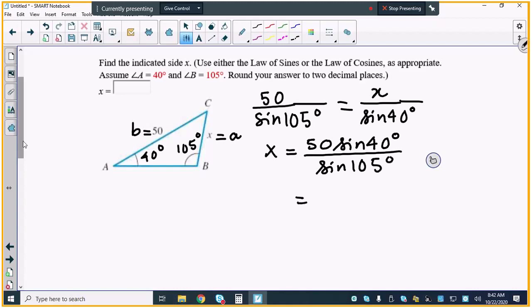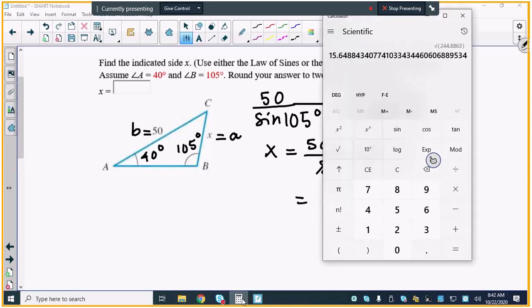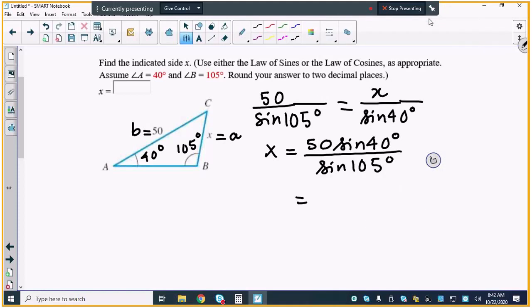And then we're going to find this value. 40, find the sine, multiply by 50, and then divide by the sine ratio of 105. And then round your answer to 2 decimal places, so that should be 33.27. And I'm done.